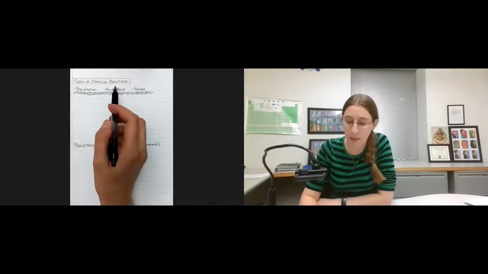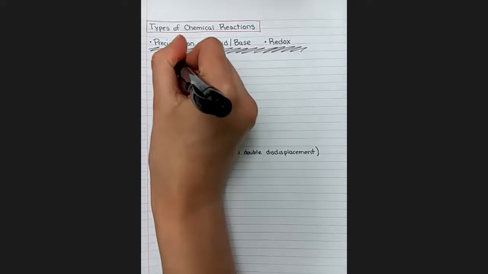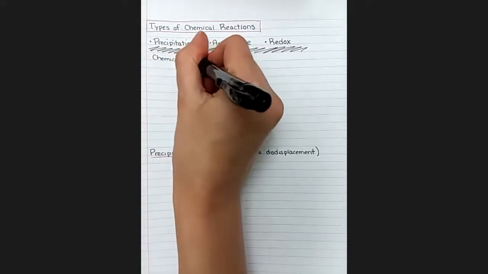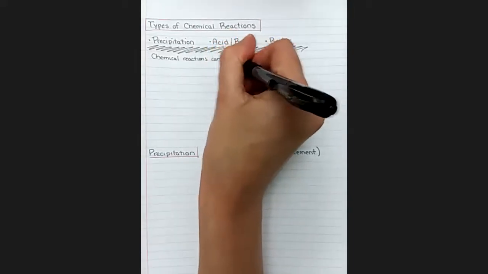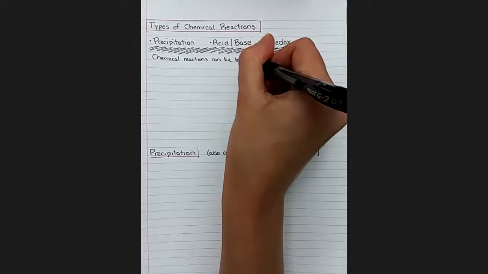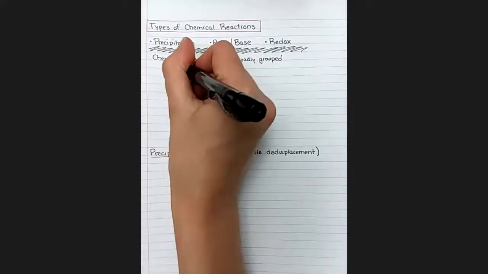This is the next video in the chapter on stoichiometry of chemical equations. We are moving on to the types of chemical reactions because we can put chemical reactions into several broad classes to help us identify their major features. So chemical reactions can be broadly grouped into three major categories.